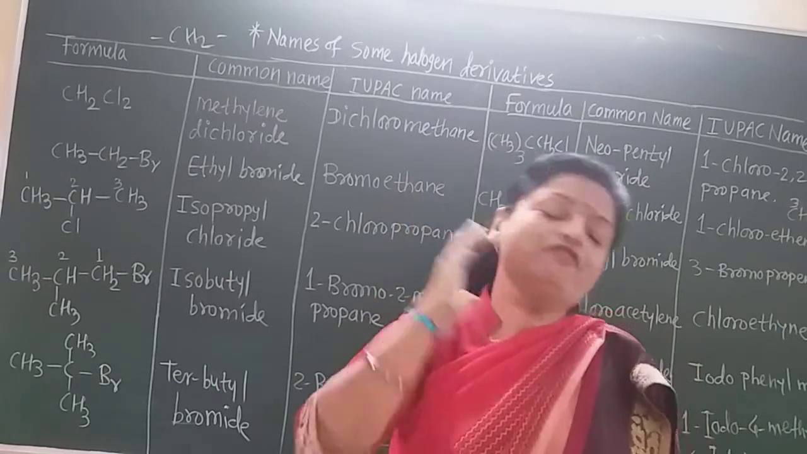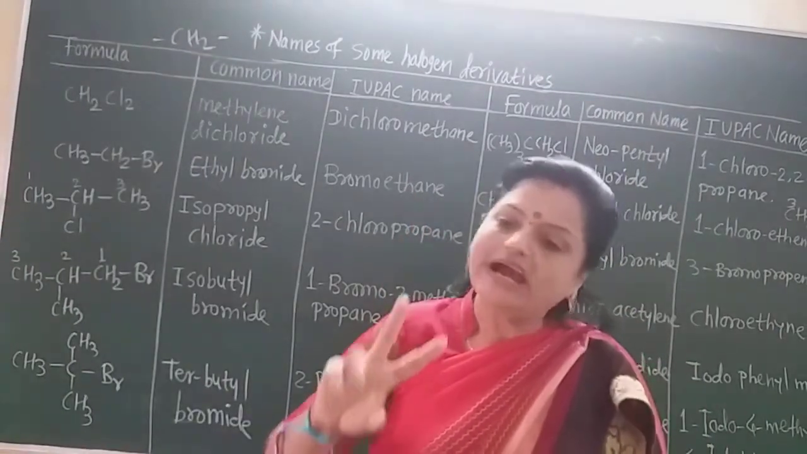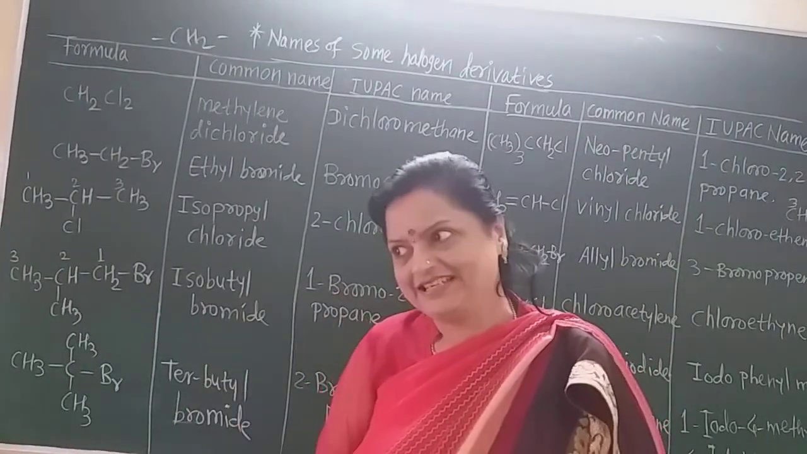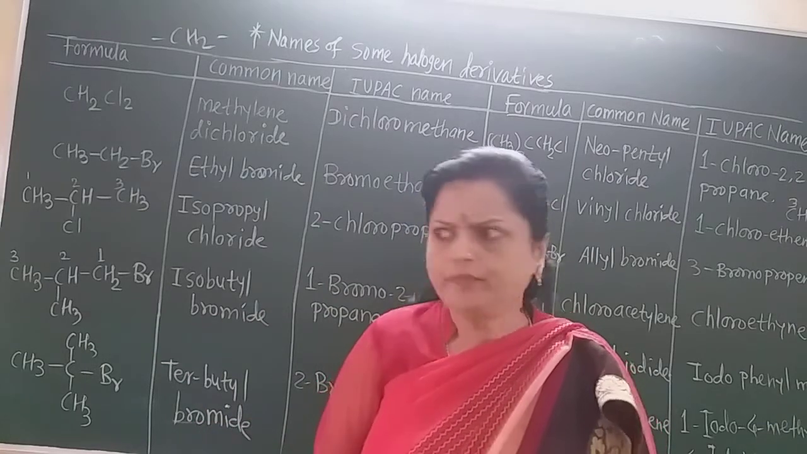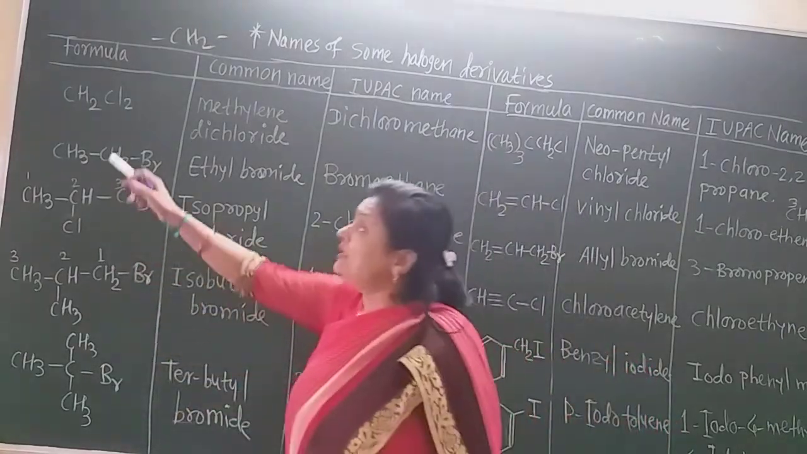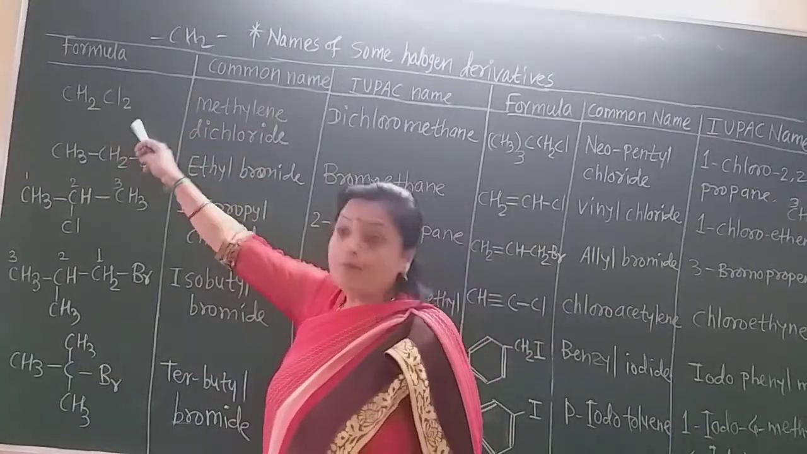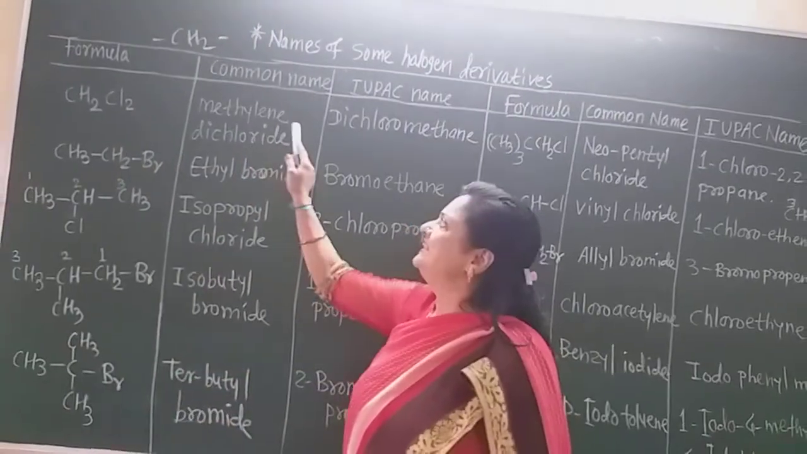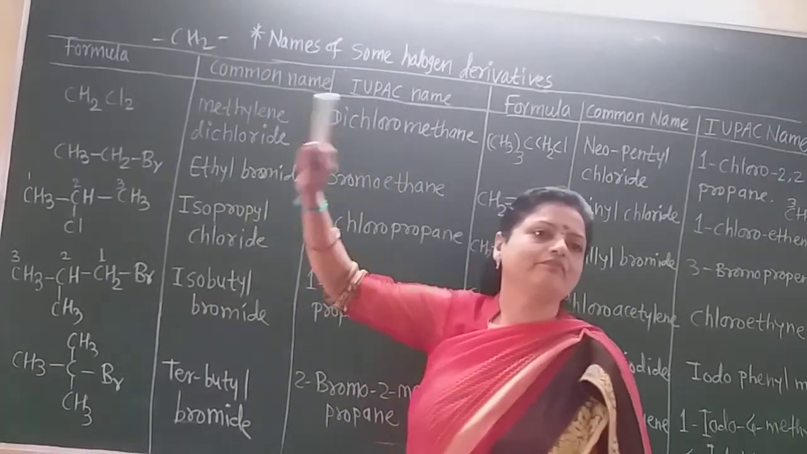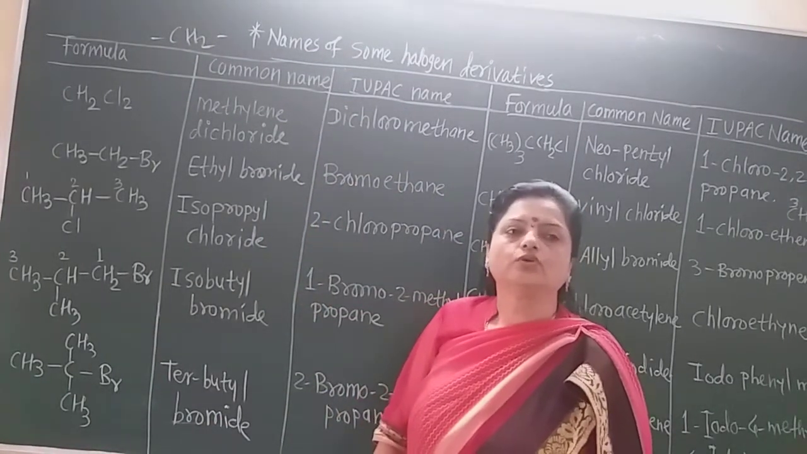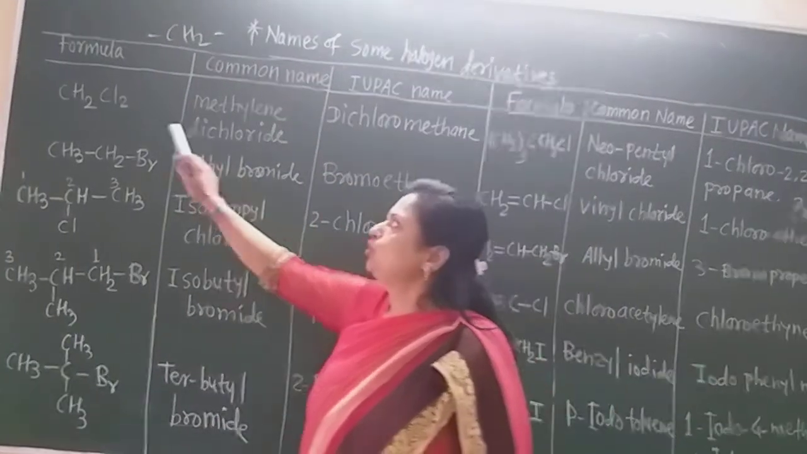Suppose ethane is there, and again 2 hydrogens of ethane get replaced. That group is the ethylene group. So as this is the methylene group, commonly this compound is known as methylene dichloride. Now this is the common name. Di for 2 chlorine atoms.